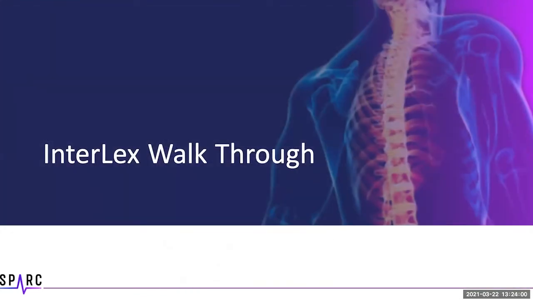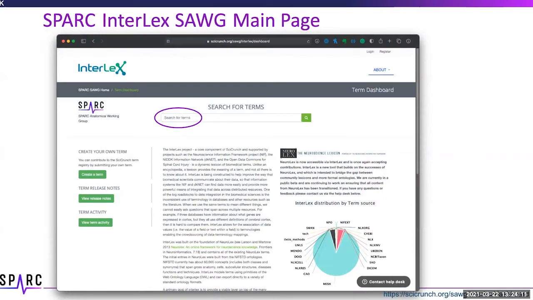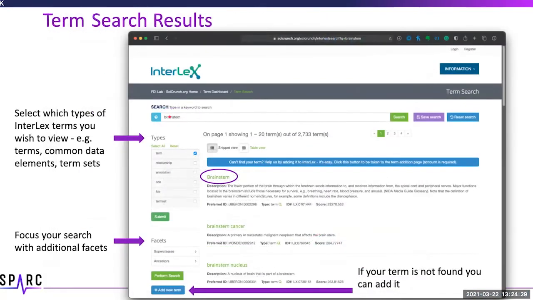Okay, so now I'm going to start walking through Interlex and guiding you in terms of usage and what's available. So if one goes, for example, to Interlex for the Spark Anatomical Working Group, you'll end up on a dashboard page. The option there is to search for terms. When you actually do a search, in this case I've searched brainstem, it will give you the listing of terms that are found.